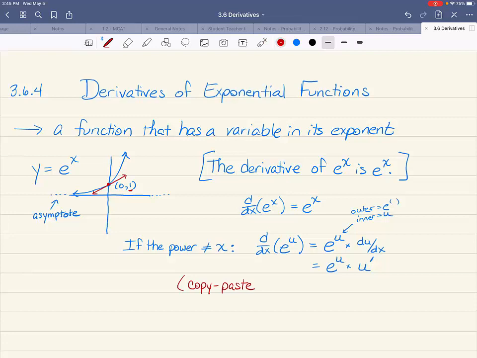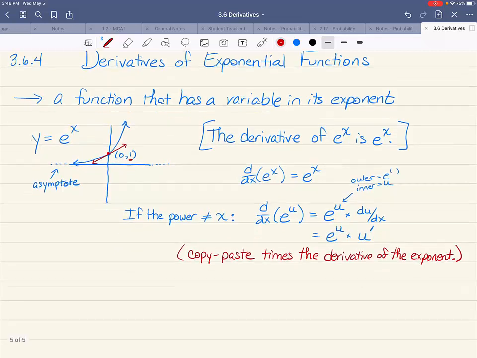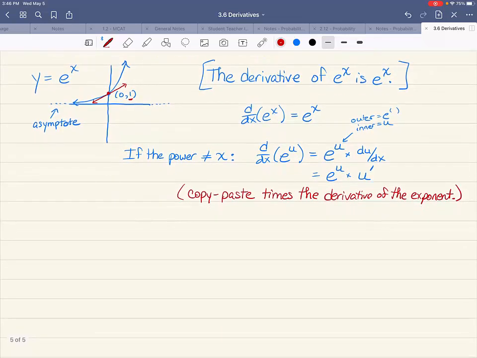So it's copy-paste times the derivative of the exponent. That's how you do this. Once we do a few sample problems, I think it'll make a little bit more sense to you. This is the easiest derivative besides the power rule, so that's why we do it next. Let's do a couple of examples.